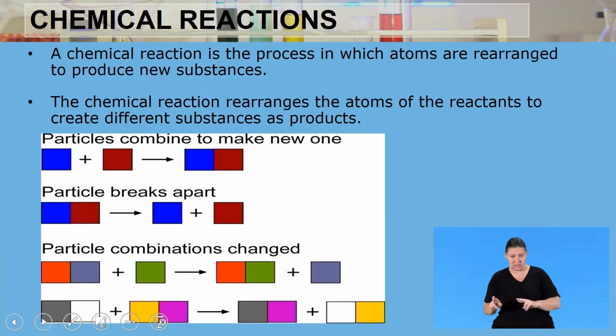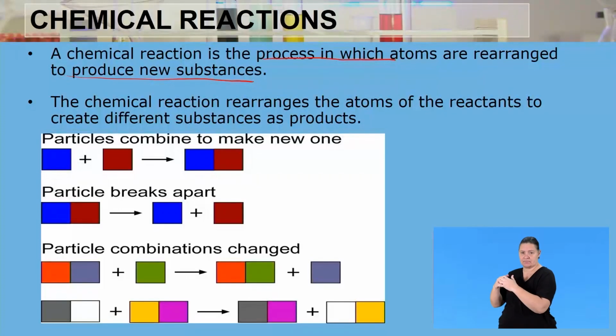A chemical reaction, what is it? That is the process in which the atoms are rearranged. Basically, in a chemical reaction we are breaking the existing bonds and then rearranging the atoms that were there at the beginning of the reaction, to produce new substances. The chemical reaction rearranges the atoms of the reactants to create different substances, and those different substances are known as your products.